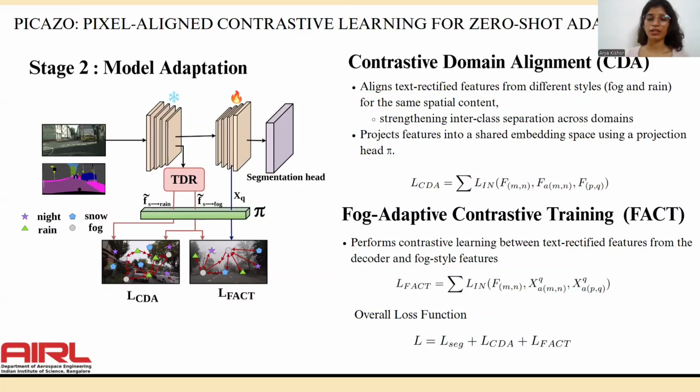Next, we introduce FACT, which specifically focuses on improving the model's understanding of the fog domain. We perform contrastive learning between decoder output and fog style features that were generated using prompt embeddings in stage 1. Looking at the diagram, the source image is passed through the encoder, followed by the text domain rectifier block. The decoder features, rain, and fog features from stage 1 are passed through a shared projection head pie. The two losses, CDA and FACT, are applied, optimizing both encoder and decoder layers.